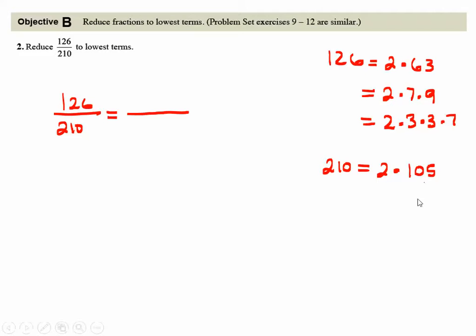Now 210. Again, try it yourself here. Give you guys a quick minute. Let's see, 210. I know 5 would go into that. 5 goes into 105 21 times. That's cool. Then 21 breaks down into 3 and 7.